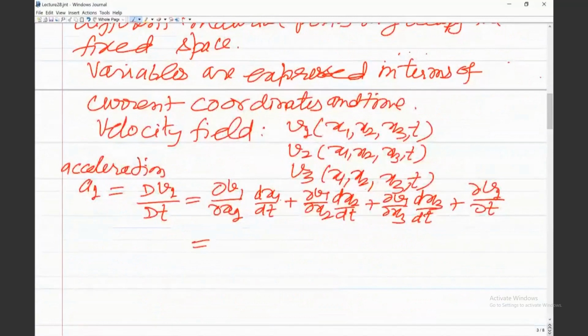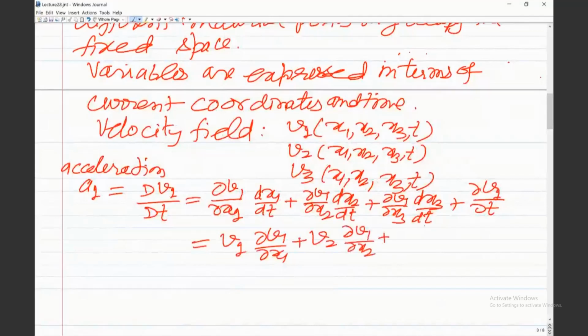So now dx1 by dt is nothing but actually V1. So this becomes V1 into del V1 by del x1, plus dx2 by dt is V2, so that becomes V2 into del V1 by del x2. And similarly, dx3 by dt is V3, so it becomes V3 into del V1 by del x3, plus del V1 by del t.